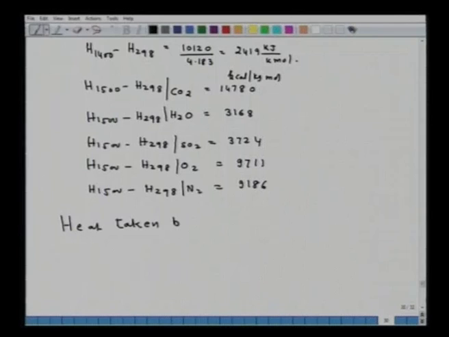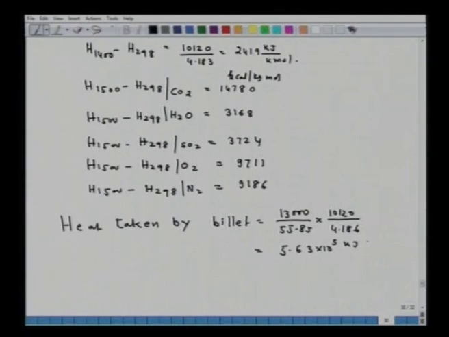The heat taken by the billet is a straightforward calculation. That will be equal to 13,000 upon 55.85, this is the moles, into 10120 upon 4.186. So, that is equal to 5.63 into 10 to the power 5 kilojoule per hour. So, that is what the heat taken out by the billet.